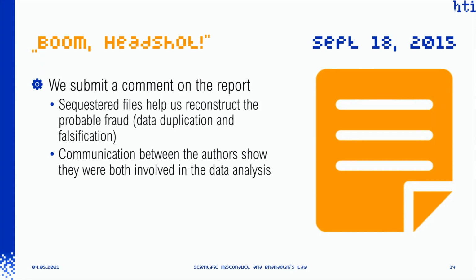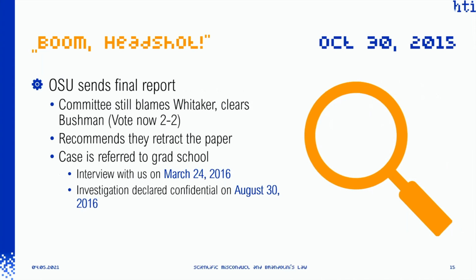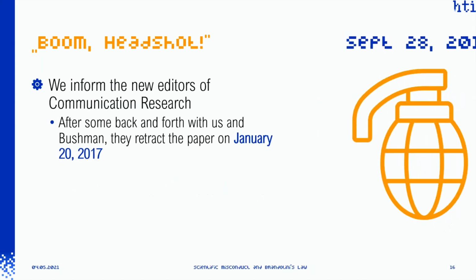And so we write a comment on the report and send it to the committee. And then in October, they send a final report. The committee still blames Whittaker and still clears Bushman. The vote is now 2 to 2, but it has to be anonymous. And they recommend they retract the paper. The case is then referred to the grad school because the misconduct happened when she was a grad student. The grad school does another interview with us in March 2016, and the investigation is declared confidential in August 2016, so almost a year after this.